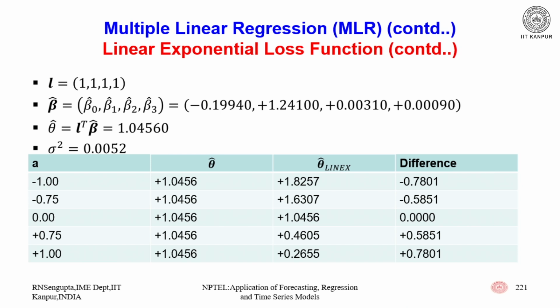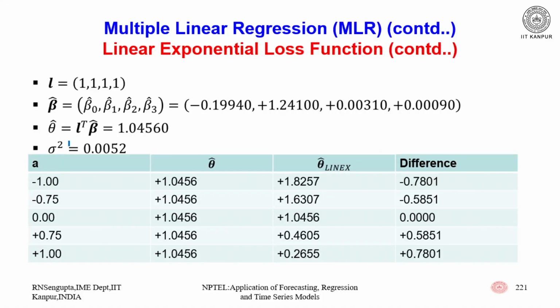So, consider L is all 1. If you have that beta hat, the same problem which we are considering, the estimation of the return for Tata Motors based on NSE returns, the Indian rupee to US dollars in rupees, and the Brent crude price in euros. And here also you have a beta hat which is the estimate. Based on that, theta hat is given as 1.04560. You can just multiply this row vector by L. L values are all 1. Now, if I consider sigma square as 0.0052, which you can estimate, then based on A values of -1, -0.75, 0, +0.75, and +1, the theta value for the squared error case is fixed, because it does not depend on A, and the value comes out to be this.